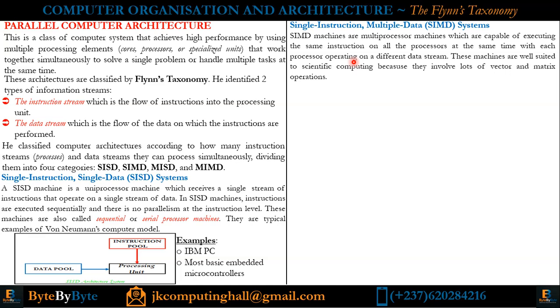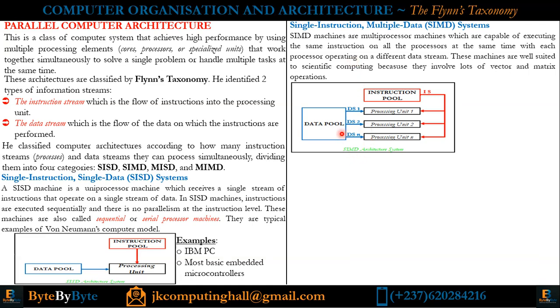As you can see, this is the diagram we have. We have many data pools: data stream number 1, data stream number 2, data stream number n. So there are many of them, but we have only one instruction. And this instruction is distributed to each of the processing units. That is why we said they are capable of executing the same instruction on all the processors at the same time, with each processor operating on a different data stream. So this unit has this data stream, a different data stream, the same instruction, and so on and so forth.